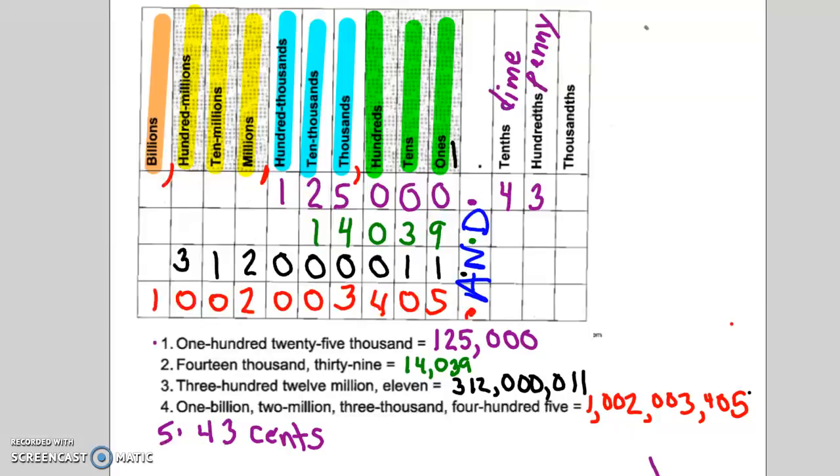So we went over 2 important vocabulary terms today. One is period, and another idea is commas. It's not really a math vocab word, but we know that commas separate periods and that periods are groups of 3 place value columns.